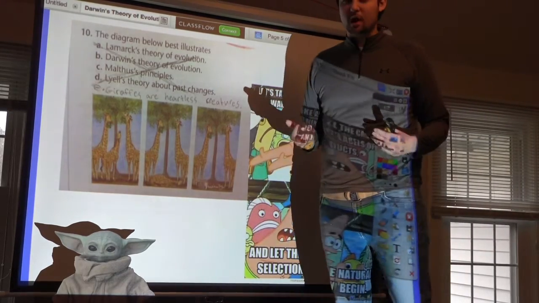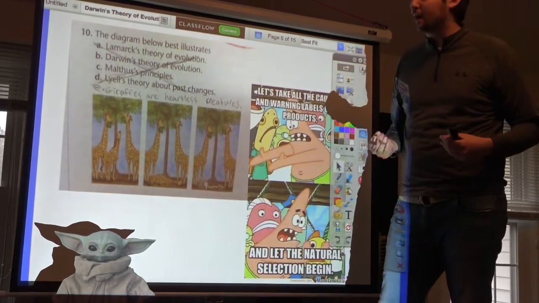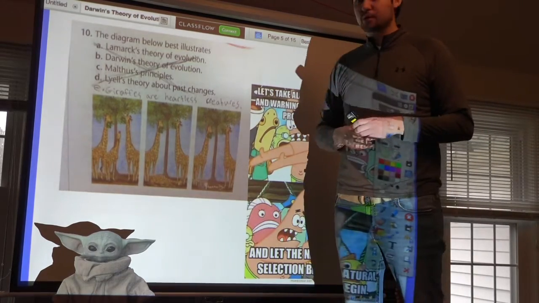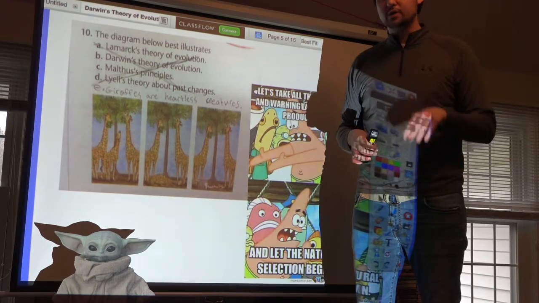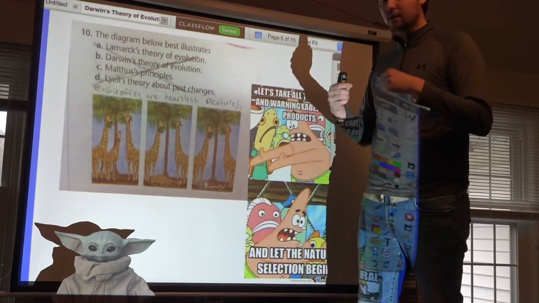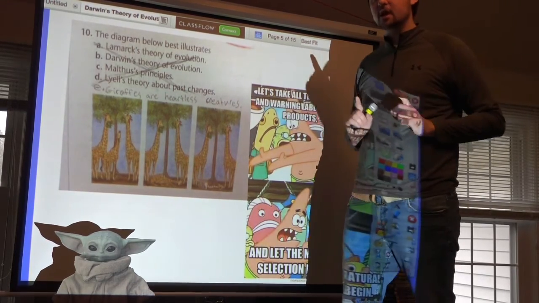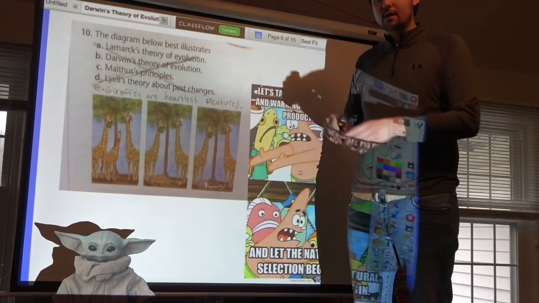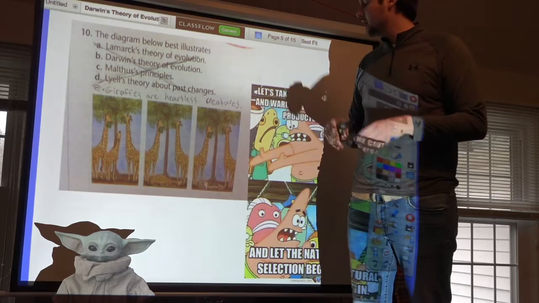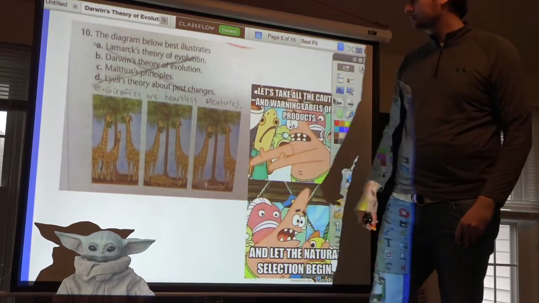So that's really what Darwin's theory of evolution is all about. It's that those who are best suited for and best adapted to their environment will survive. And their traits are going to be passed on to the next generation. And that's going to make that generation better suited for and adapted to their environment.